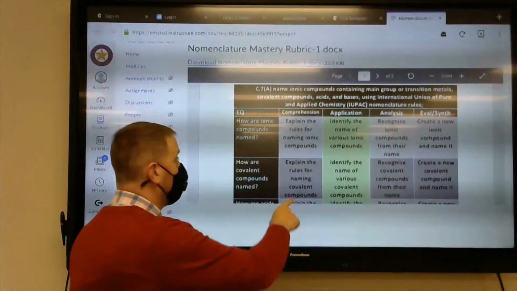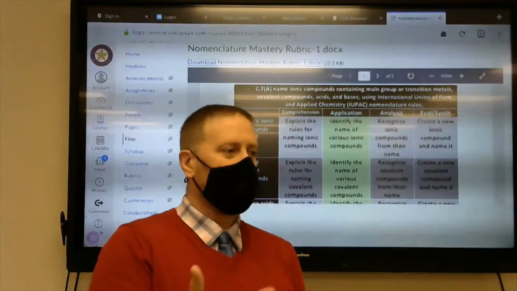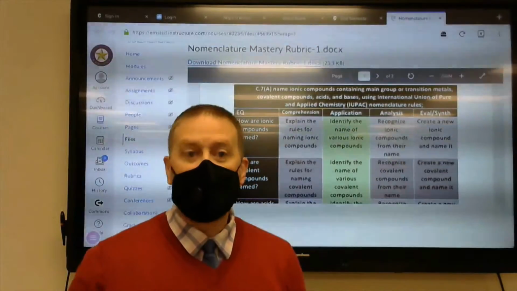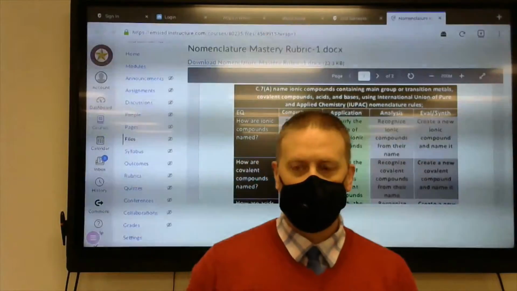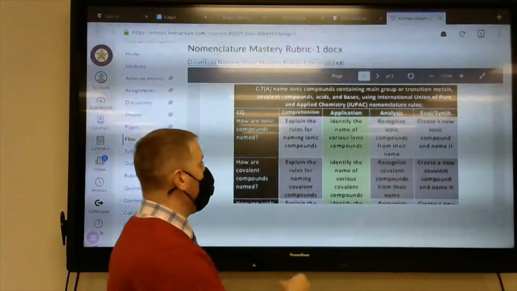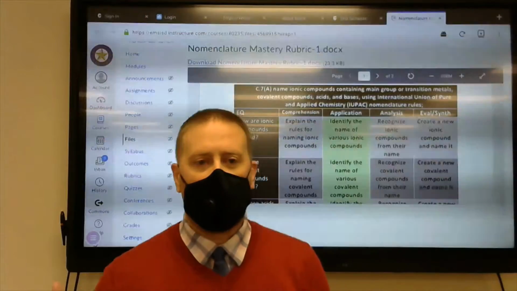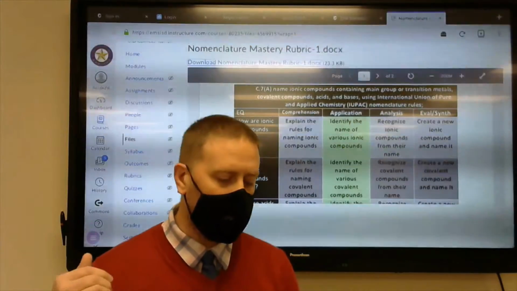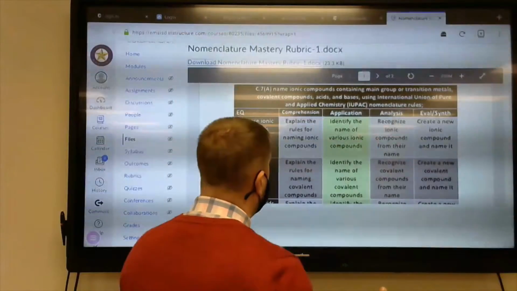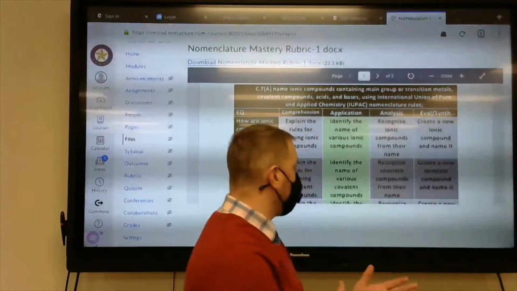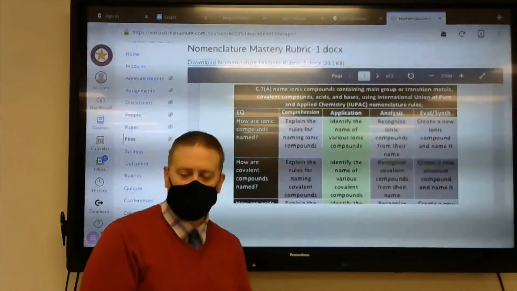If you are able to explain the rules of naming ionic compounds, without looking them up, of course, then you have mastered that essential question at the comprehension level. If you are able to identify the name of various ionic compounds, then you have mastered it at the application level. And then if you're able to recognize ionic compounds from their names, you've mastered it at the analysis level.